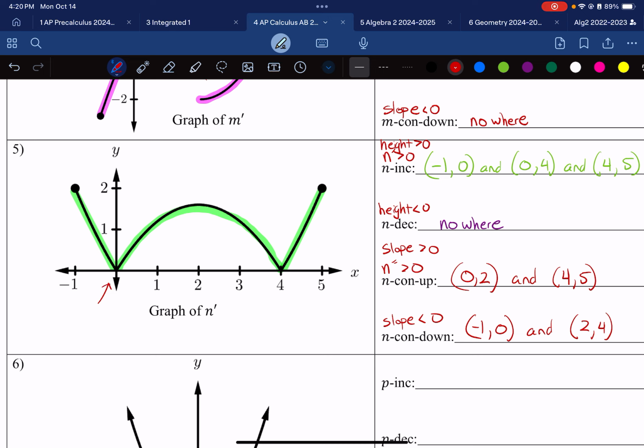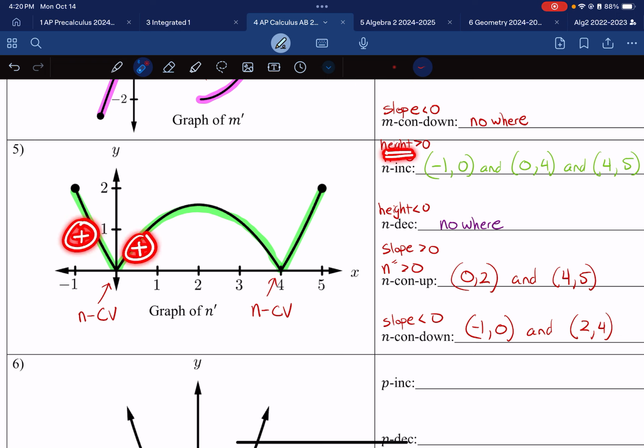I can say this is an n critical value. This is an n critical value. If it is a critical value, you can go a step further. Is it a relative extremum? Did it have a sign change? Well, the height here was a positive and it was a positive, which means there was no sign change. It is not a relative extremum. There is no minimum, there is no maximum. What about over here? Positive to a positive height, there is no relative extremum.